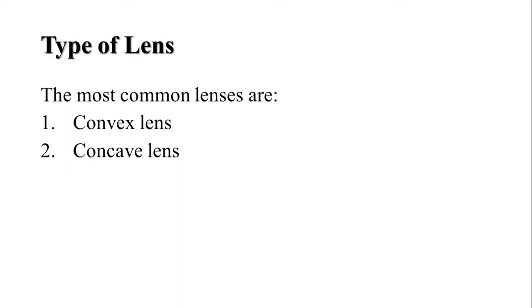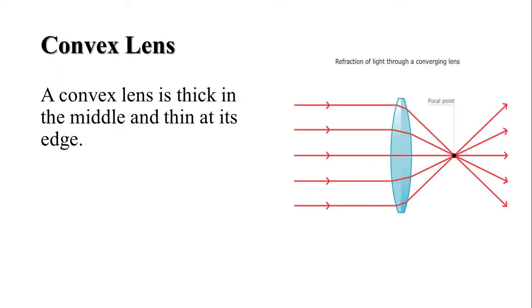Basically, on the basis of the outer surface of the lenses, they are categorized into two types. First is convex lens and second is concave lens. So let us know about these lenses in detail. First, let us understand about convex lens. A convex lens is thick in the middle and thin at its edge.